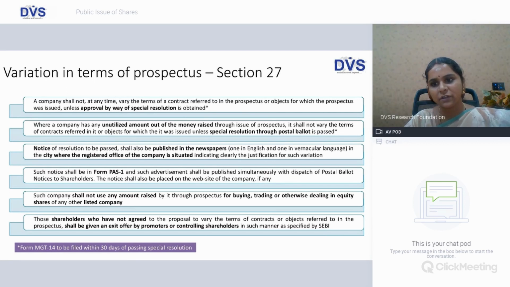What if there is a variation in the terms as stated in your prospectus? Then the company shall not vary unless a special resolution is passed, and where the company has any unutilized amount of money raised, it shall not vary the terms of contract unless a special resolution is passed through a postal ballot. So Section 27 read with Rule 7 of Chapter 3 of the Companies (Prospectus and Allotment of Securities) rules defines the procedural aspects. It contains the matters to be stated in your special resolution.